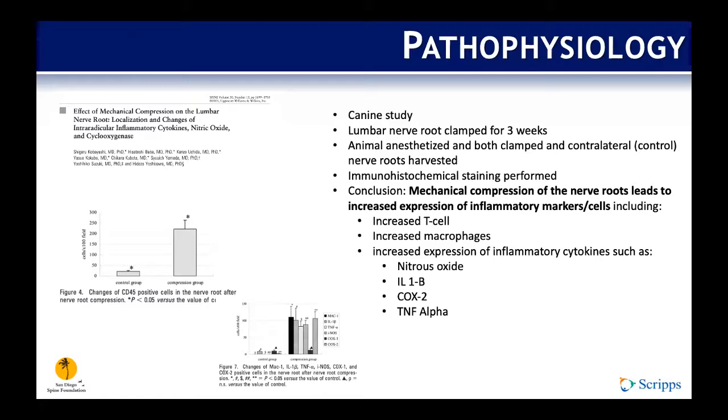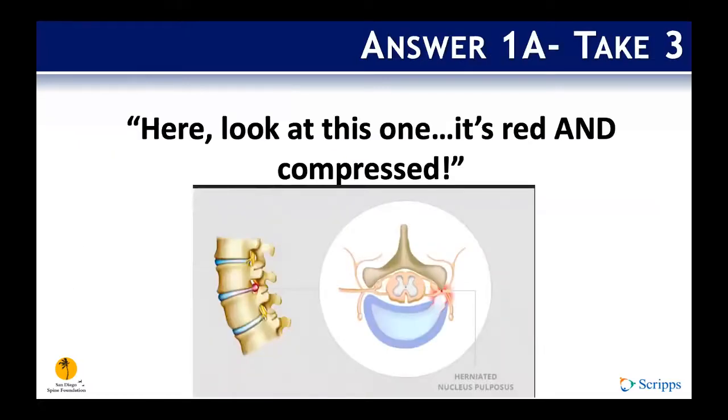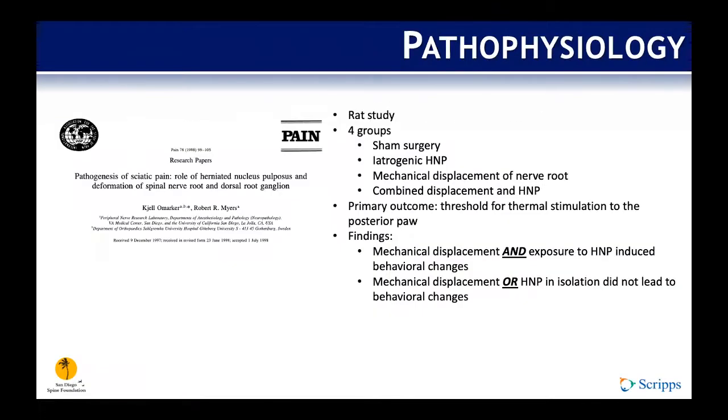Getting further on the idea of inflammation being at the root of this, this was another animal study looking at dogs in terms of lumbar nerve roots, where they clamped a nerve root for 3 weeks. And mechanical compression of the nerve root led to increased inflammatory markers, including T cells, as well as inflammatory cytokines. So again, more evidence that maybe it's not just the mechanical compression, but there's also an inflammatory component to this as well. So maybe it's both the compression as well as the inflammatory process that's contributing to this.